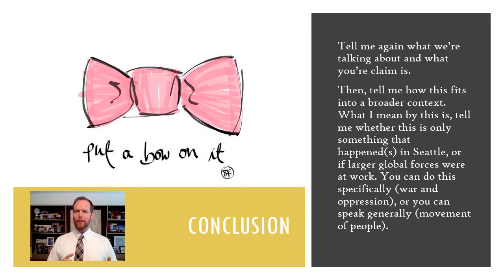And then what I want you to do is to tell me how all of this might fit into a broader context. What I mean by this is, is this only something that happens in Seattle, or is this something that happens in other places? Is this caused by larger global forces? Is this a pattern that we see? It's very similar to the analysis that you do in the paragraph. So if in your analysis you don't talk about broader contexts that cause this, then you can do that here.